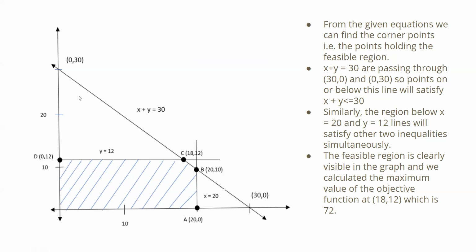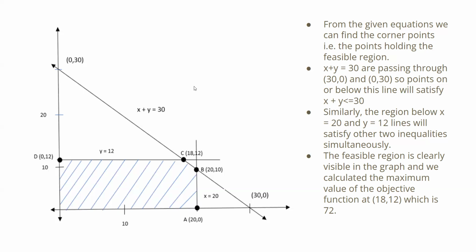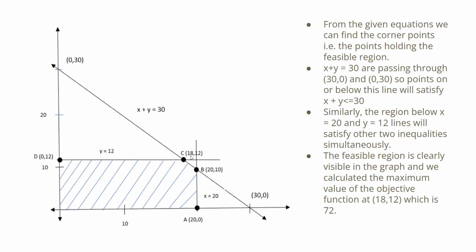So now you have plotted the graph, you have found the feasible area of solution for maximizing the objective function. Now the final step will be to calculate the maximum value of the objective function, right? That is our goal, to maximize the objective function. Now, at what point will this function 2x plus 3y have the maximum value? You can calculate the value of the objective function at each of these corner points.